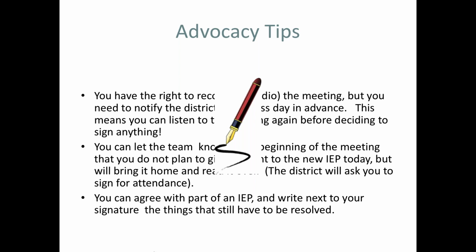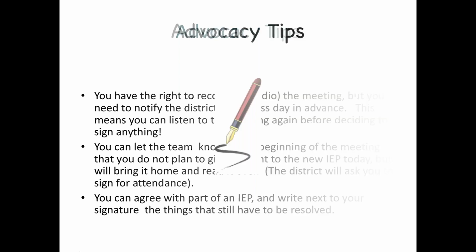We have people, for example, who for the first time learned the district believed their child had a cognitive impairment. They didn't agree, and they agreed to the services, supports, and the goals, but they didn't agree to the eligibility category. They wrote right next to their name, I don't agree with the eligibility category, but I'm going to take all the goals, services, and support. And that's something that you can do here in California. You can agree with parts of an IEP, and right next to your signature, the things that you don't agree with are the things that still have to be resolved. So that's a great advantage we have here.